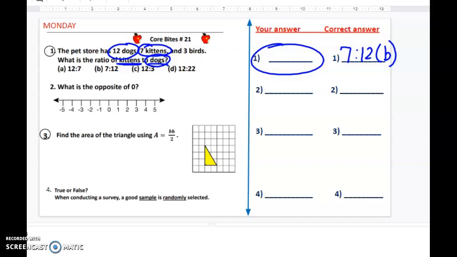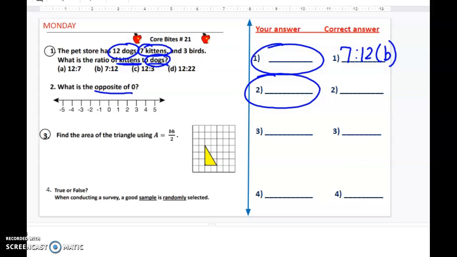Number 2 is asking you to find the opposite of 0. So opposite numbers on a number line would be 1 and -1 are opposites because they are the same distance away from 0. 5 and -5 are opposites of each other because they are the same distance away from 0. So I want you to think about what I just said, and then I want you to pause the video and put your answer for number 2 in that blank.